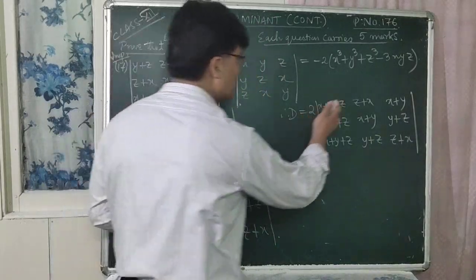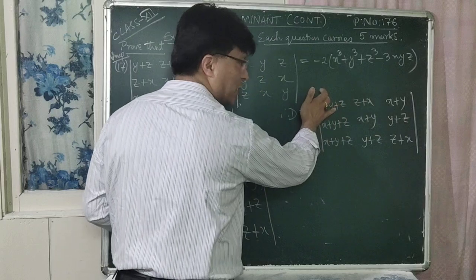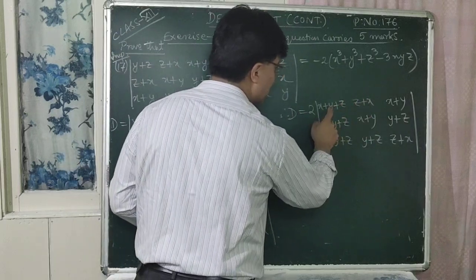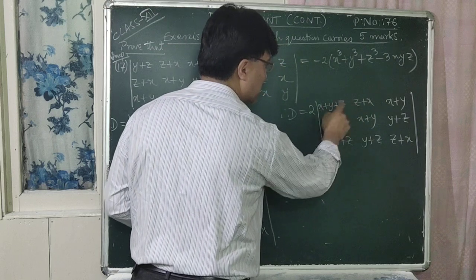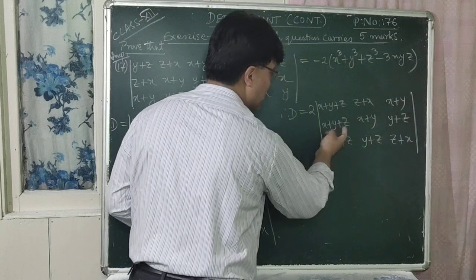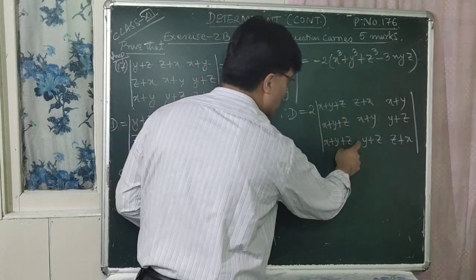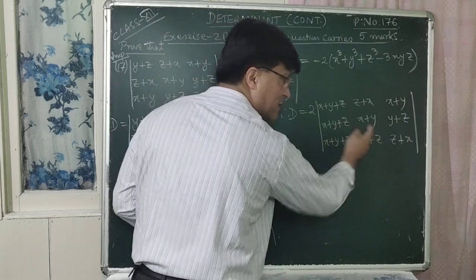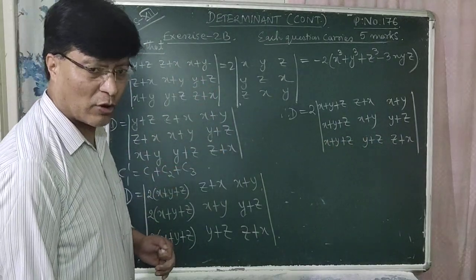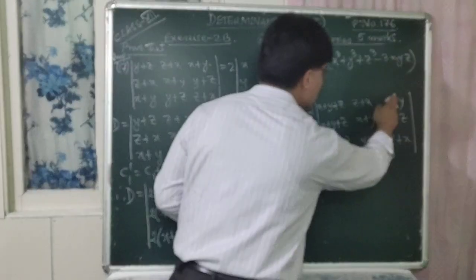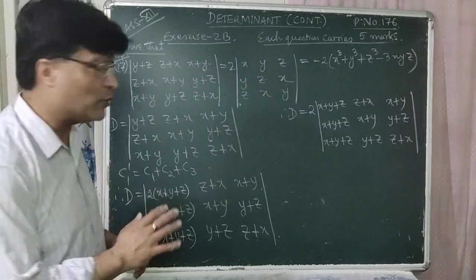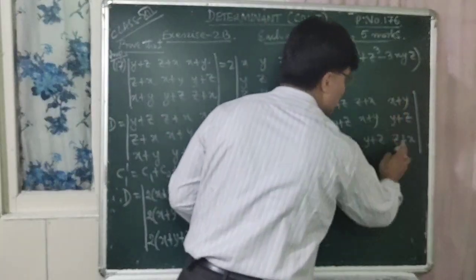Now, if you do C2 minus C1, let's see what happens. Z plus x minus z minus x cancels, minus y. Only one term is there. Here also x plus y minus x minus y gets cancelled, minus z. Here also y plus z minus y minus z gets cancelled, minus x. Only one term is there in the second column, right? Similarly, you should do C3 minus C1.